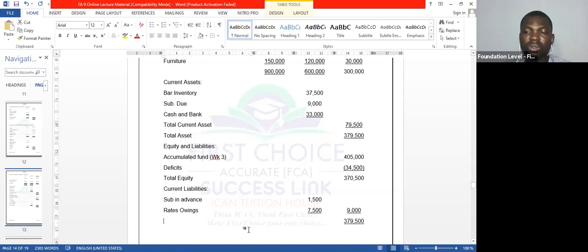So this is our total equity and liability. And if they are not the same, it means it's time for us to start asking questions. They must be the same to balance the accounts. Okay, now that we have that, that will be the end of question one.